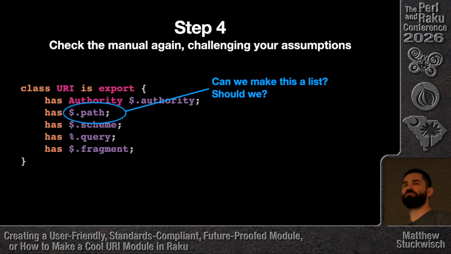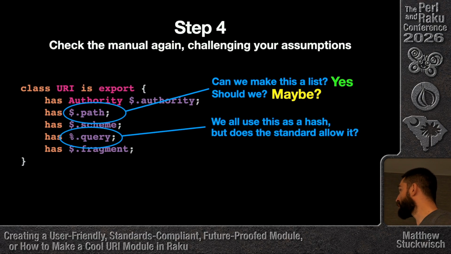This path, should we make it a list? Because per the standard, it's segments, everything's separated by slashes. So should we make it a list? And the answer to that is maybe. We can certainly do it if we want, but not every URI standard is actually going to use that as a list. If you have the data URI, it ignores it.